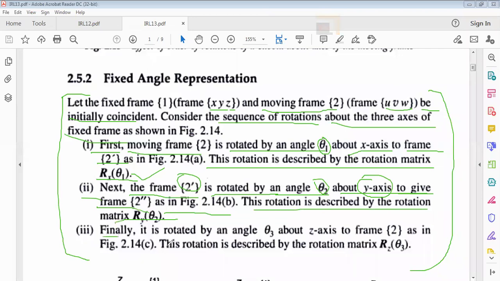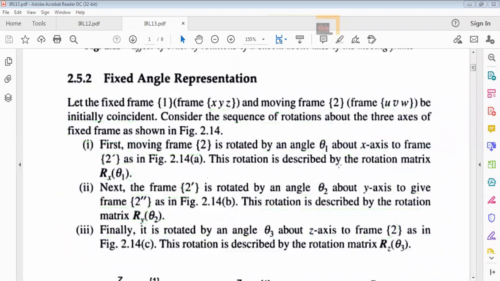Finally, frame 2 double dash is rotated by an angle θ3 about the z-axis to reach the final frame 2, as in the figure. This rotation is described as Rz of θ3. Let us look at the figure. You remember these three actions.